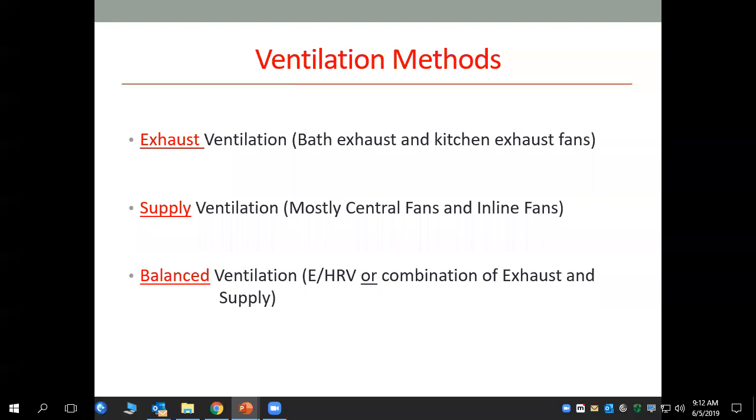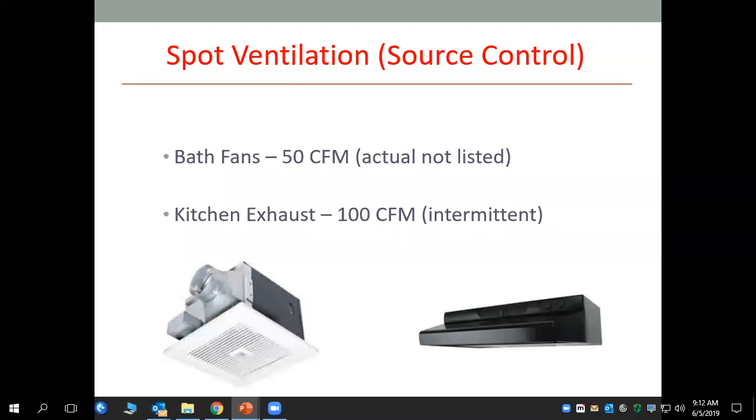And then balanced ventilation, typically you would describe as an ERV or HRV, or a combination of exhaust and supply. Spot ventilation. Now, when you hear spot ventilation, we talk about that's a 50 CFM fan or a 100 CFM kitchen exhaust.